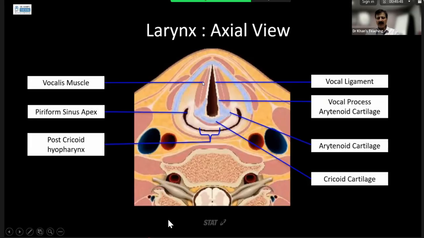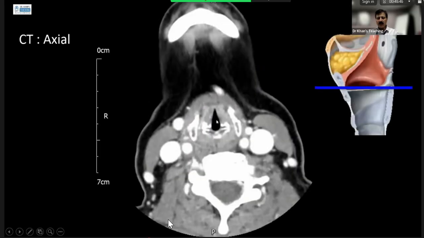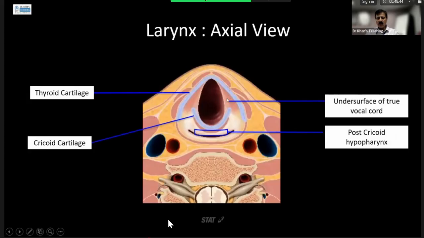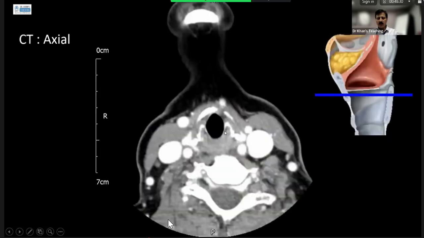Paraglottic fat ends at the true cord level. Here, at the level of the cricoid, there is no paraglottic fat. Number two, there is no soft tissue in the airway. So if there is soft tissue, that will be a tumor. And this is how you see it on CT scan. So we are passing through this bit. Posteriorly, you are passing through the signet.